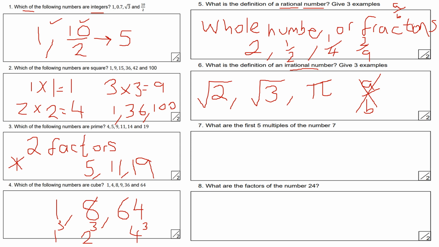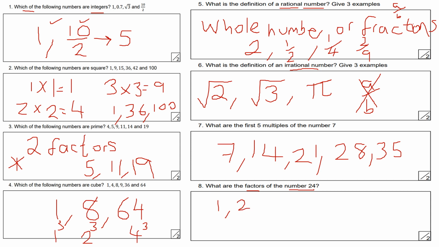Okay, question number 7. What are the first 5 multiples of 7? That's going to be 7, 14, 21, 28, 35. The factors of 24, so numbers that go into 24 cleanly with no remainder, that'll be 1, because 1 times 24 is going to be 24. 2 goes into 24 12 times. 3 goes into 24 8 times. 4 goes into 24 6 times. Okay, 6 goes into 24 4 times. Then 8, 12, and 24, because 24 goes into 24 once.